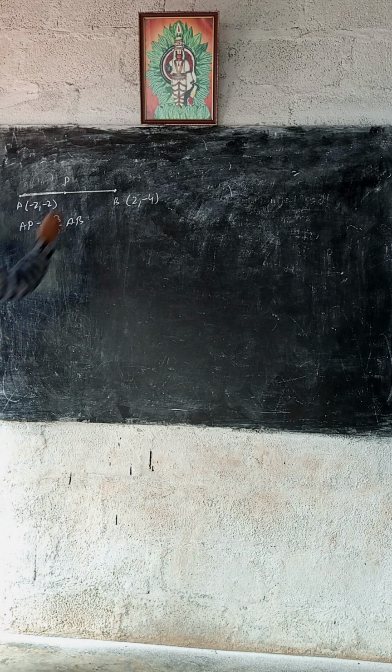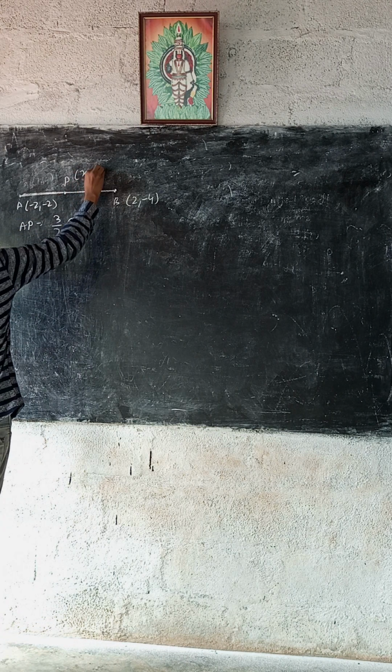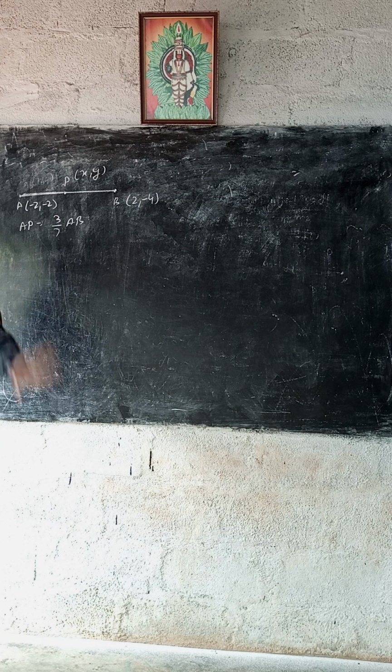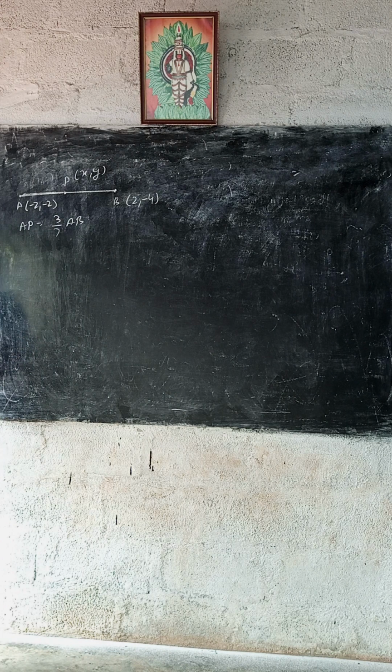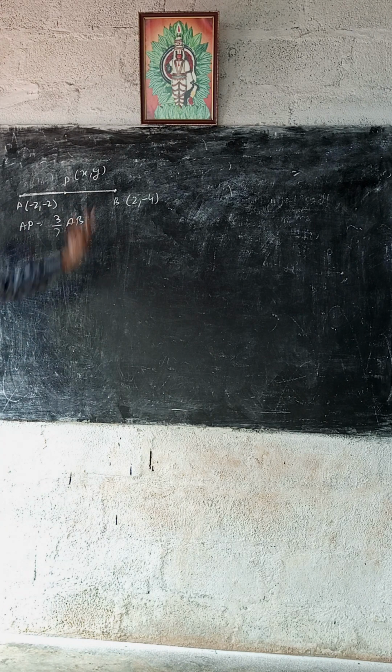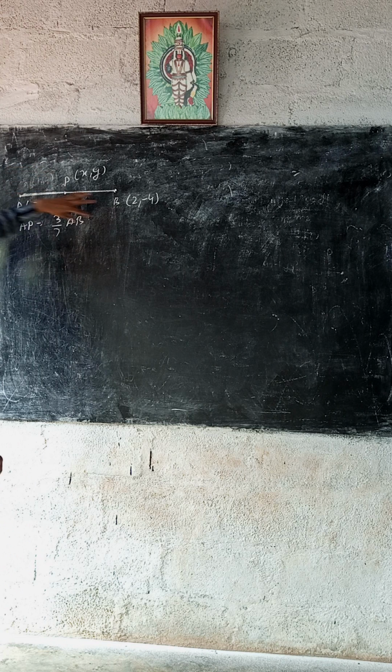Let the coordinates be x comma y. It divides into this ratio. Now we have to find in which ratio it divides. So AB is equal to 1 in total, and AP is given as 3/7 of AB.